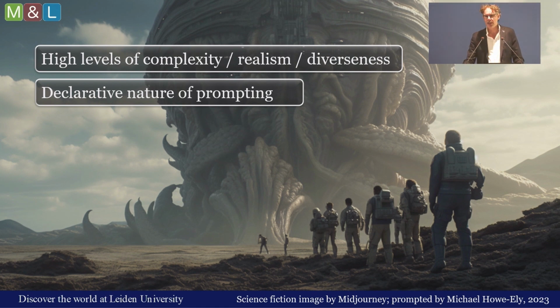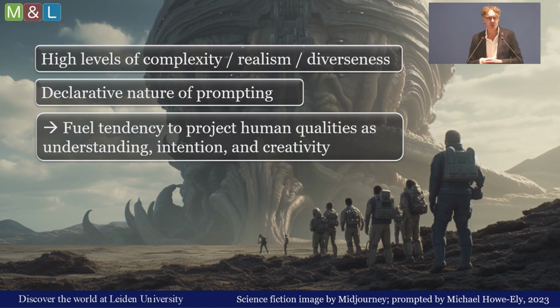Now, these two observations have a consequence. Due to this extreme realism in the output, this almost human likeness, and this declarative nature of prompting, the way in which we interact with these systems, humans have an increased tendency to project human qualities onto these systems. We like to think of these systems that they understand what I want, or that they have an intention. That's also possible. Or even that they possess this mythical quality that we refer to as creativity, that we don't even understand ourselves very well.